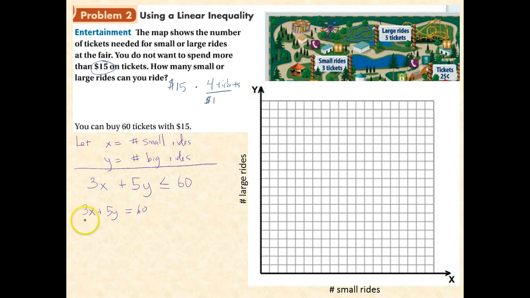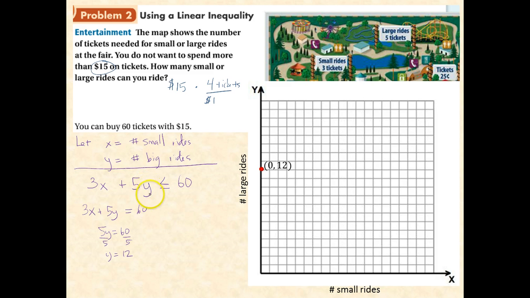So if I wanted to find the y-intercept, I'd put a 0 in for x. 3 times 0 is 0, so that would give me 5y equals 60. And then if I divide both sides by 5, I get y equals 12. So that gives me the point (0, 12).